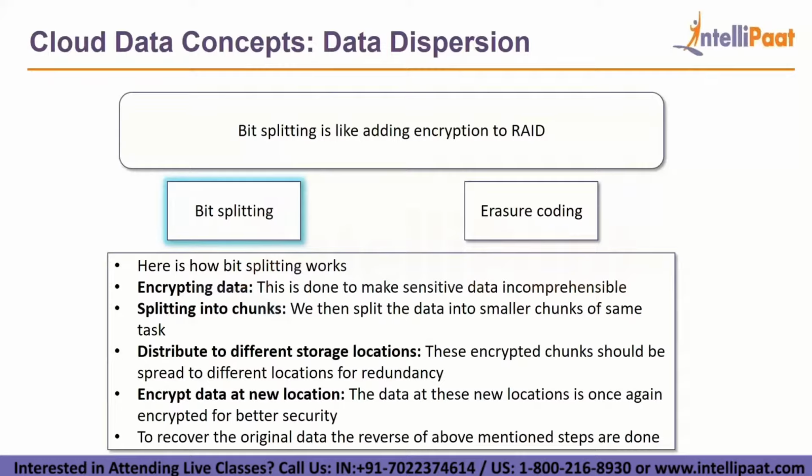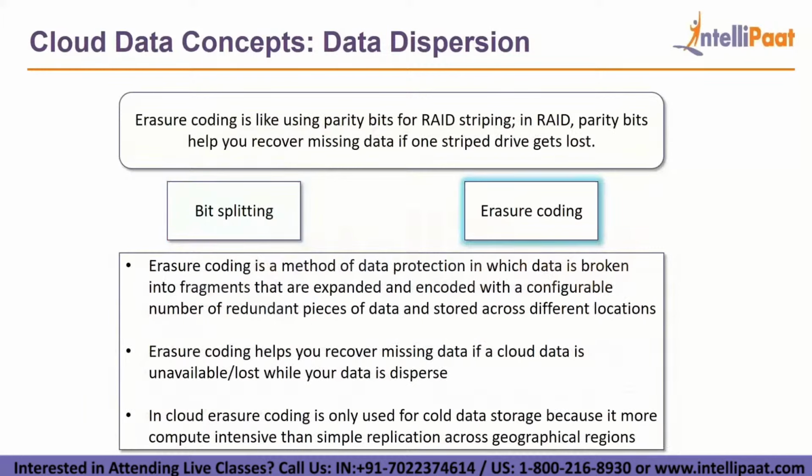Now, to recover the original data, the reverse of the above mentioned steps need to be taken into consideration. For example, the data chunk that was stored in a new location that was encrypted needs to be decrypted first. All of the chunks need to be decrypted. All of the chunks need to be collected in the correct order. They need to be put back together, and then the final decryption needs to happen before we can access the data. On the other hand, we have erasure coding.